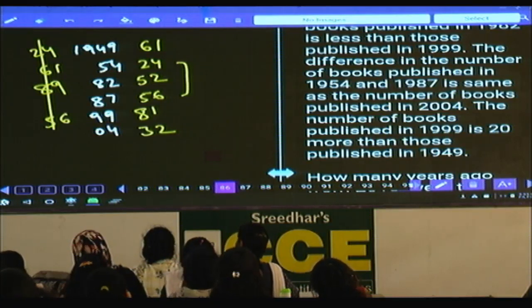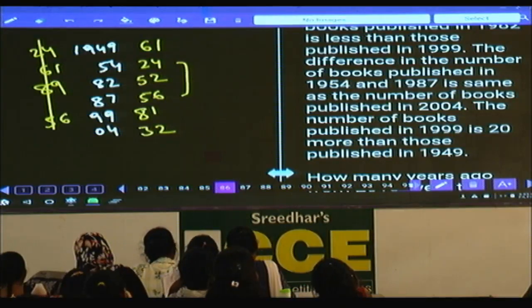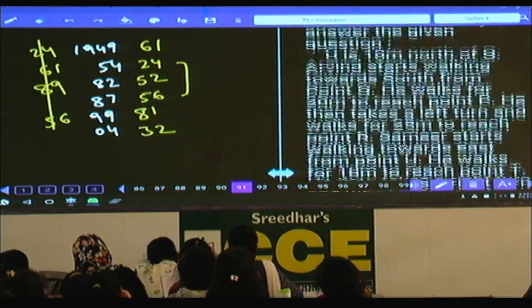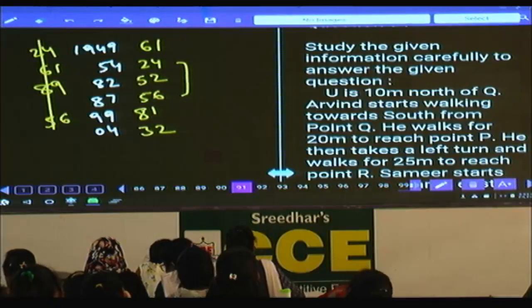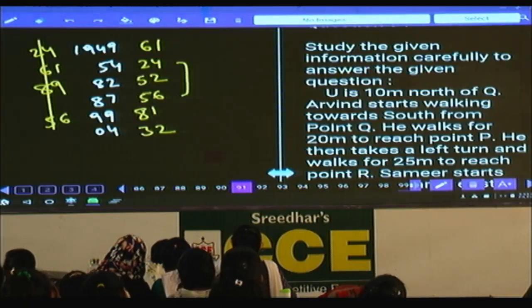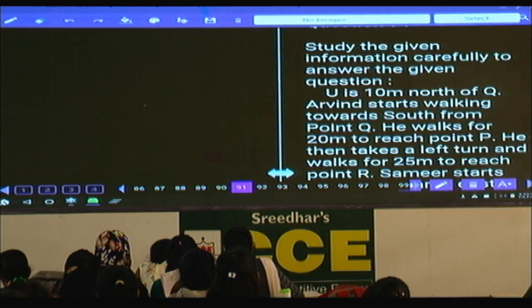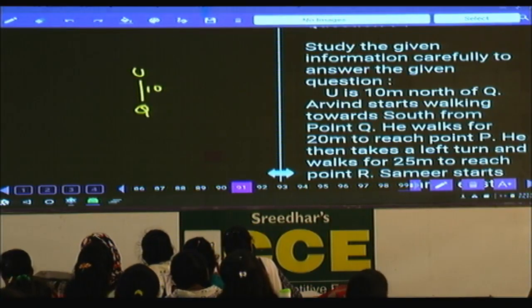Clear now? Now this is about 86 to 90. Then 91 to 93. Now, this 91 to 93 is based on what? Three questions are given under what? Directions. Now in these directions, U is 10 meters to the north of Q. Q is here, U is here.